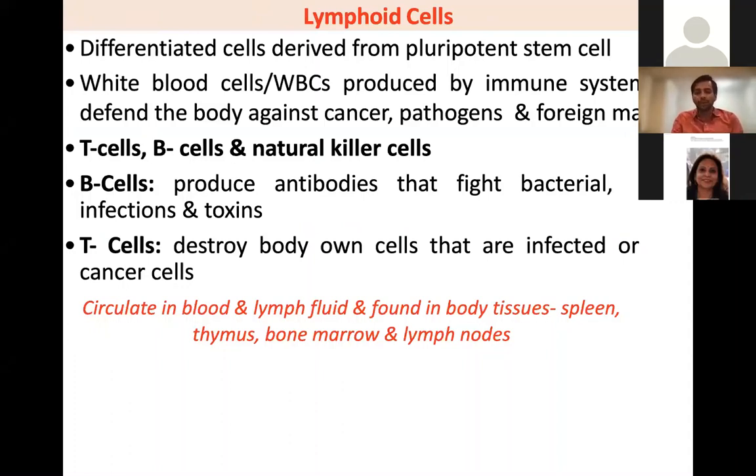B cells are important for the production of antibodies in response to the T helper and T cytotoxic cells, and T cells generally destroy the body's own cells that are infected with any foreign material. Natural killer T cells are generally a heterogeneous population and they provide the bridge between innate and adaptive immunity. These lymphoid cells mainly circulate in the blood and lymph fluid, and they are also found in body tissues such as the spleen, thymus, bone marrow, and lymph nodes.